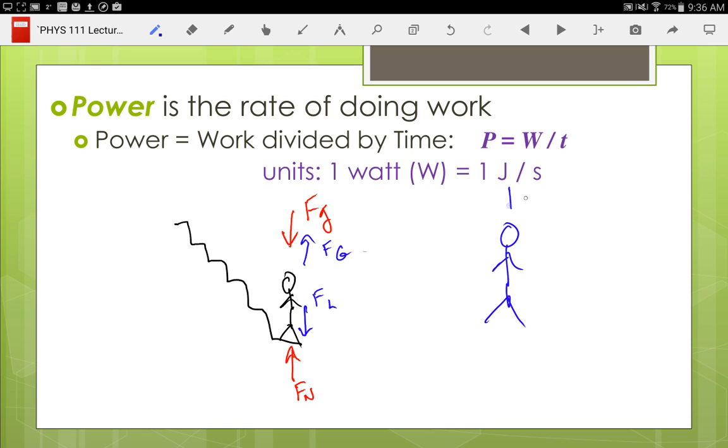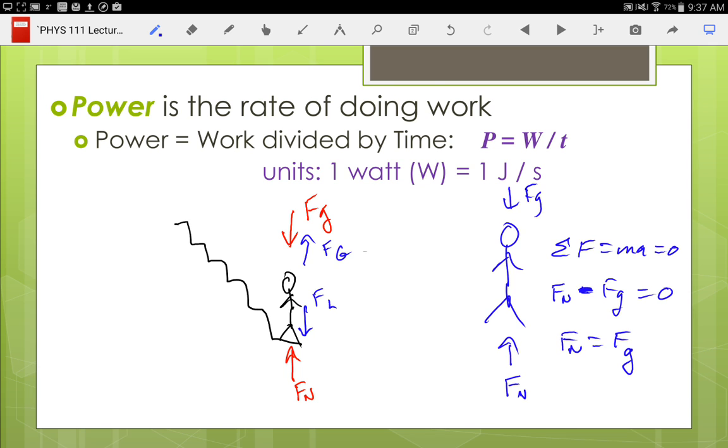If we are in equilibrium, equilibrium means equal forces. That's why LB is the pound symbol. Whoops, I put L for librium. If we're in equilibrium, the sum of the forces is equal to mass times acceleration, which is 0. And so that would say force normal minus force gravity equals 0. So force normal equals force gravity.